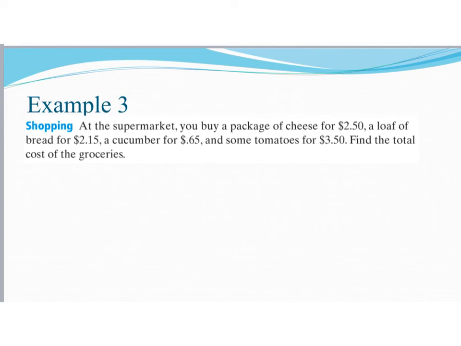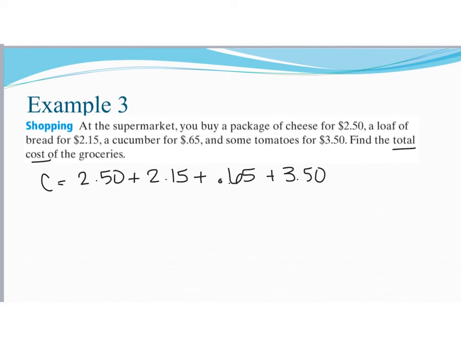Example 3 says that at the supermarket, you buy a package of cheese for $2.50, a loaf of bread for $2.15, a cucumber for 65 cents, and some tomatoes for $3.50. We want to find the total cost of the groceries. So in order to find our total cost, we are going to have to add these together. So we're going to have our cost equals $2.50 plus $2.15 plus 65 cents plus $3.50.